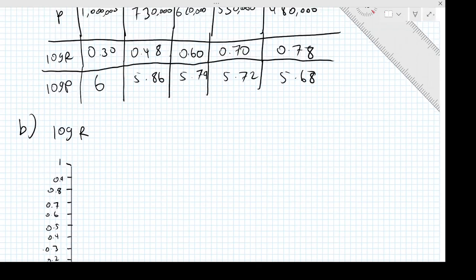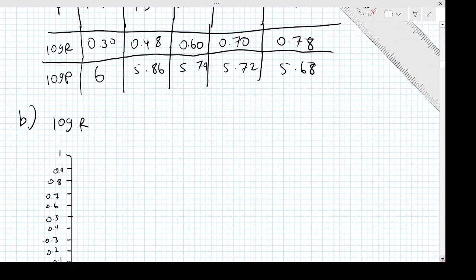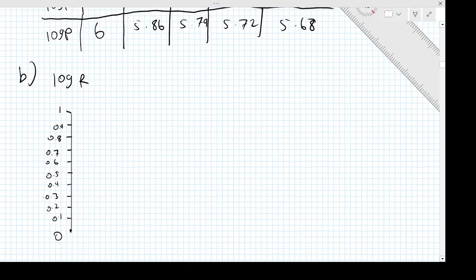Then log P, as you can see here, is quite interesting. The values are between 6 and 5.68, at the top end it's 6, at the lower end it's 5.68. Because the values are fixated around 5.6 and 6, it doesn't really make sense to start from 0. What I can do is draw a little squiggly line like that, and that means there's a break.